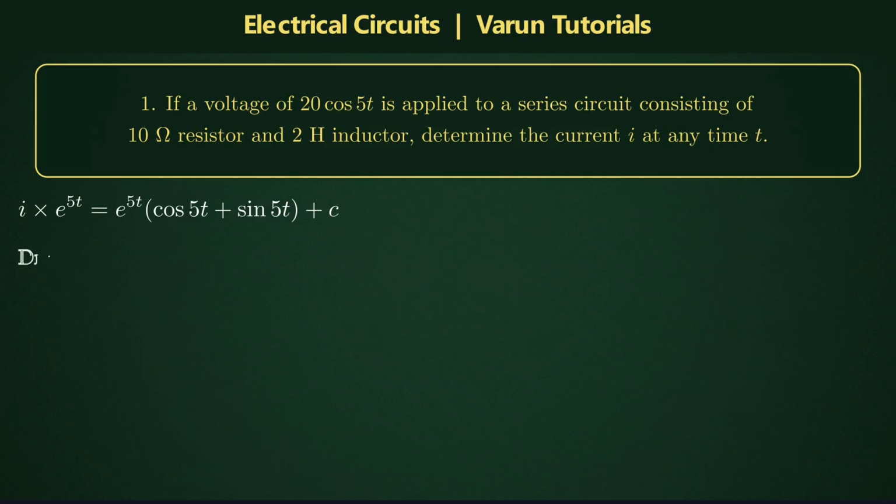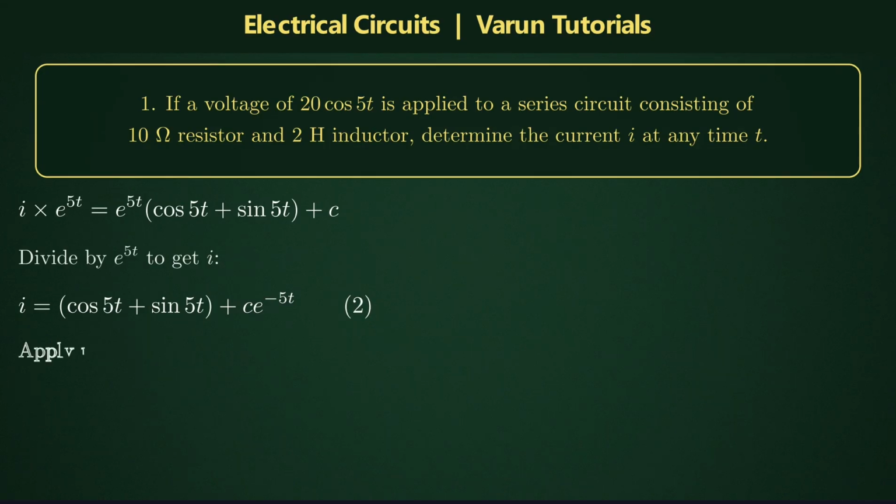To solve for current I, we divide both sides of the equation by e to the power of 5t. This yields the general solution, I equals cosine 5t plus sine 5t, plus c times e to the power of minus 5t. We label this as equation 2.